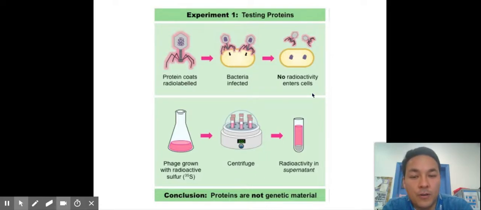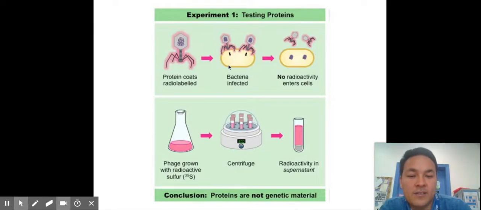They then grow bacteriophages in them. Bacteriophages are viruses that infect bacteria. So here they grow these viruses inside of this radioactive sulfur. They let them infect the bacteria, and then they shake them off in the blender. They take them off.